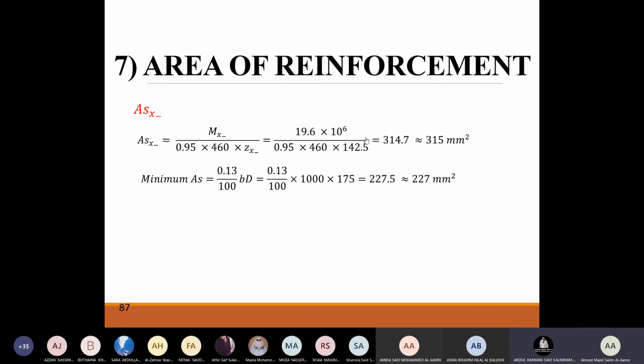This is the extract. I told you in the last classes the BS code is so huge, and we are going to use the extract, which is summarized, and I have uploaded it for you last class. So we have minimum As 0.13. Can you repeat how you got the minimum As? From the table, Bushra.